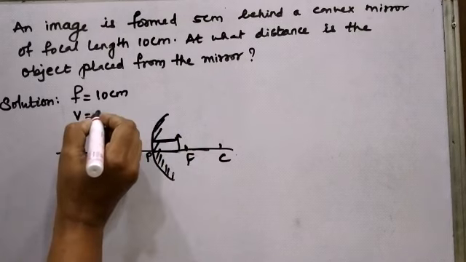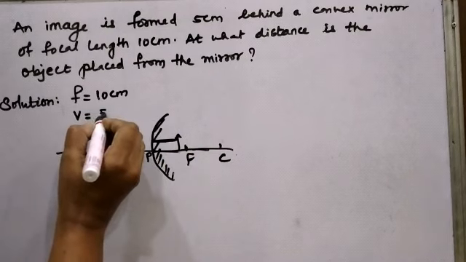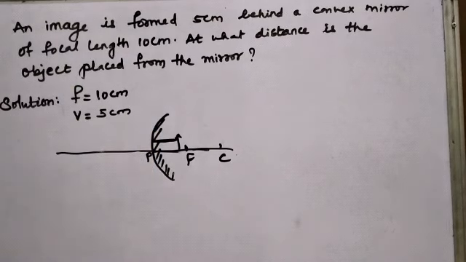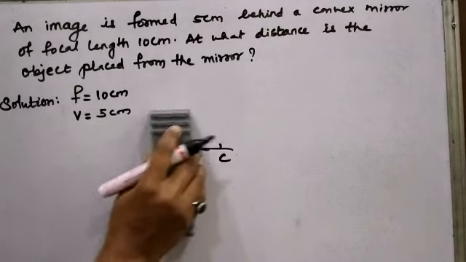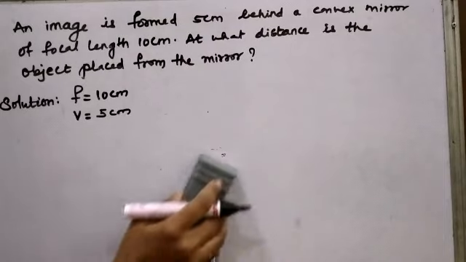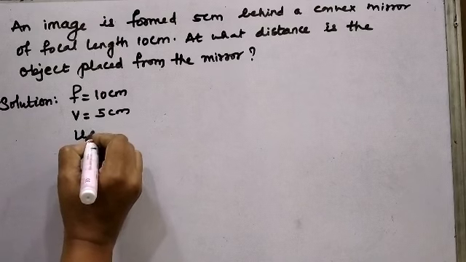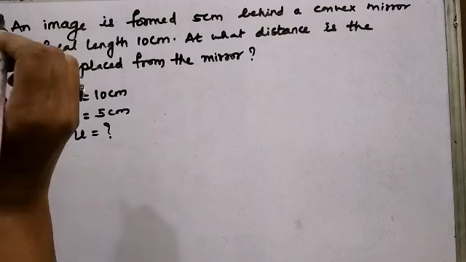Image is formed on the right hand side of the mirror. Therefore, image distance will be positive, which is equal to 5 centimeters. So we have to find out at what distance the object is placed from the mirror. Object distance is given by u. So u is equal to question mark.